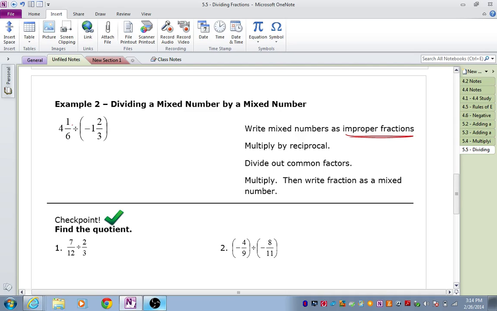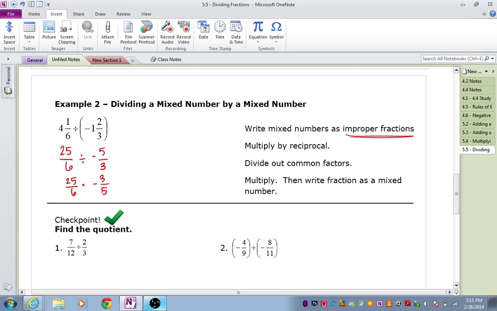Okay, so 4 1/6, that's going to be 25/6. We're dividing it by a -5/3. And now we can rewrite our question. Okay, multiply by the reciprocal, copy, change, flip. So 25/6 stays the same. Our division becomes multiplication. And the reciprocal of -5/3 is -3/5.